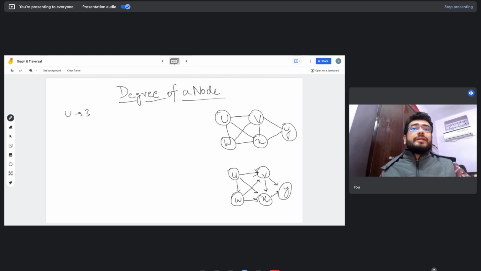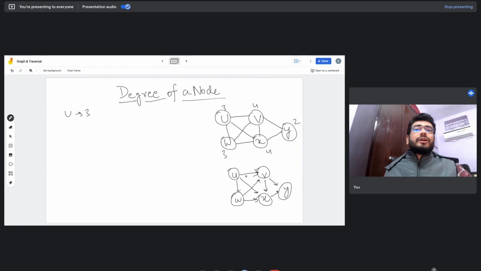Similarly, v is connected to u, w, x and y. Hence the degree of v is basically 4. Now y is connected to v and x, so its degree is 2. x is connected to w, u, v and y, so the degree is basically 4. And similarly, w is connected to v, u and x, so the degree of w is 3. So this is how we define the degree of a node in the case of an undirected graph.